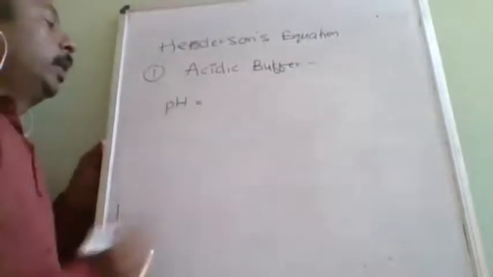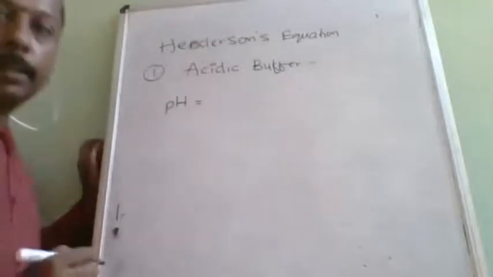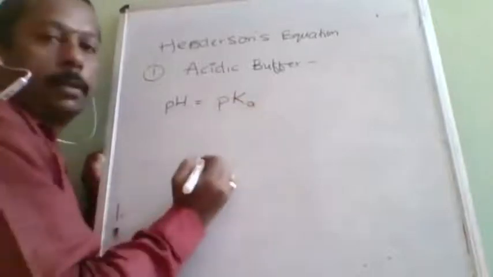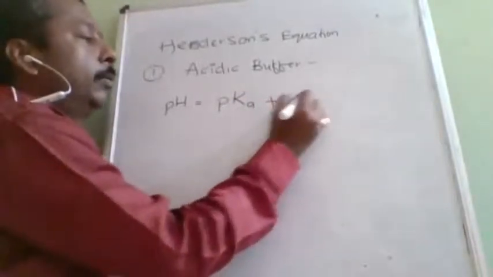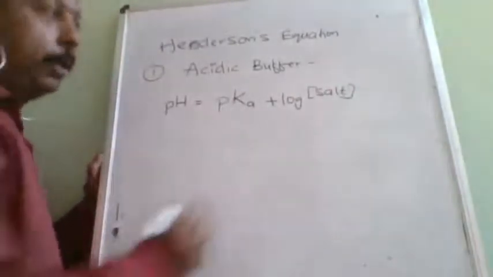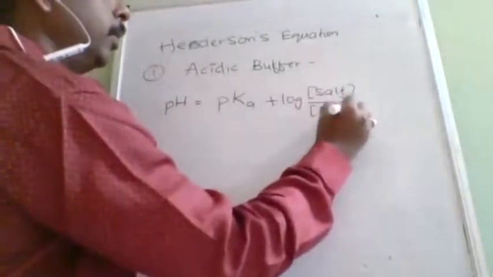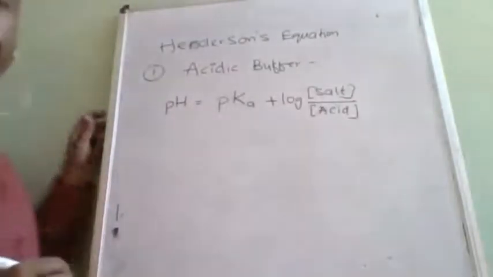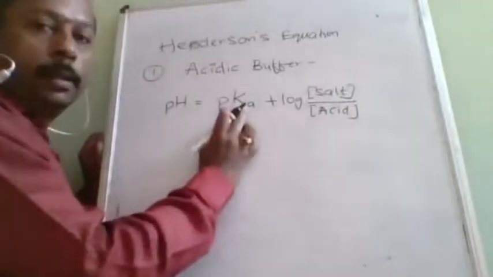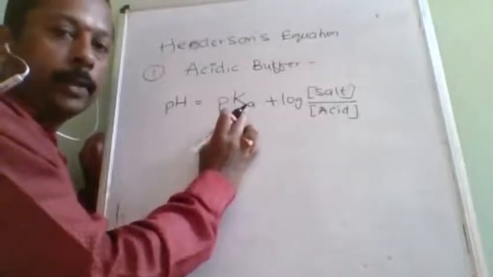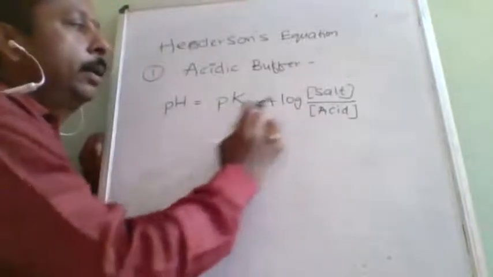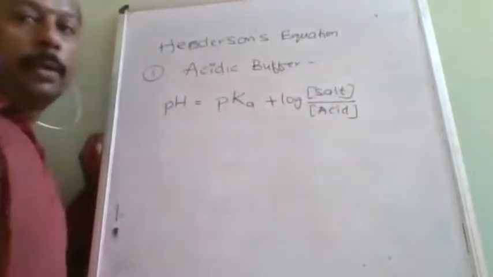In an acidic buffer, pH is equal to pKa plus log of concentration of salt divided by concentration of acid. Here, as I told you, it consists of a weak acid, that's why we take pKa. So this is the formula to find the pH of an acidic buffer. Ka is the dissociation constant of the acid, and you take the negative log of it to get pKa.